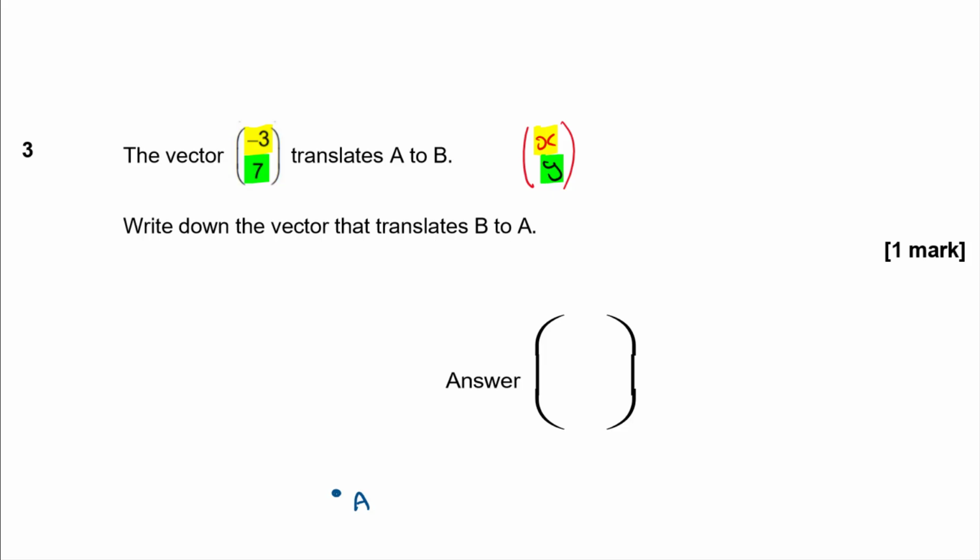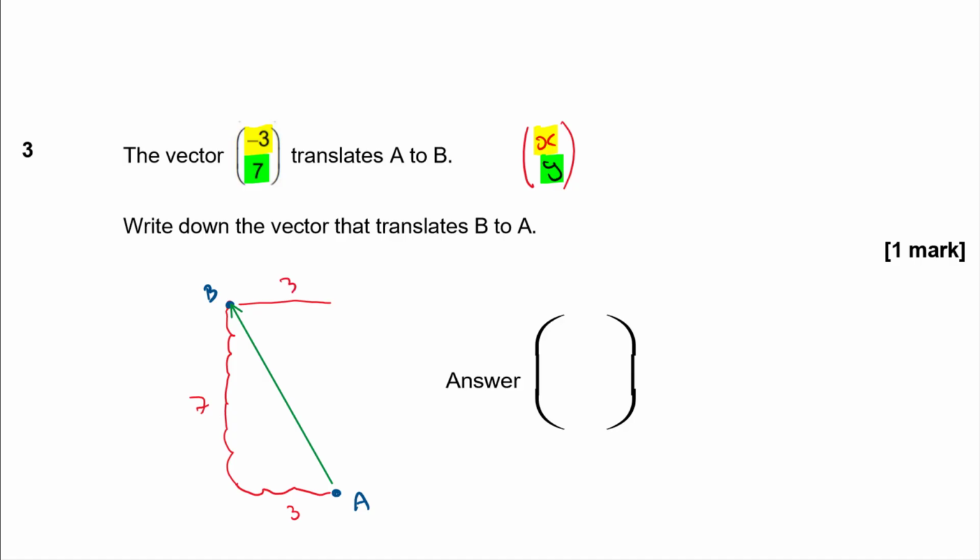To get from A to B, I would be going 3 units in the opposite direction of x, so like 1, 2, 3 in that direction, and then 7 units up, 1, 2, 3, 4, 5, 6, 7. So that would be my point up there, B. Okay, so I'd be going 3 to the left and I'd be going 7 up, and then that is my vector. Let me just draw that on. Now if I want to go from B to A, I'm going to go along that vector in the opposite direction. So rather than going 3 to the left, I need to go 3 to the right, don't I?